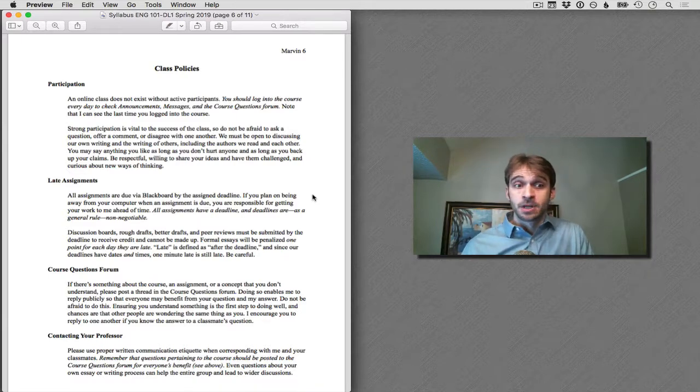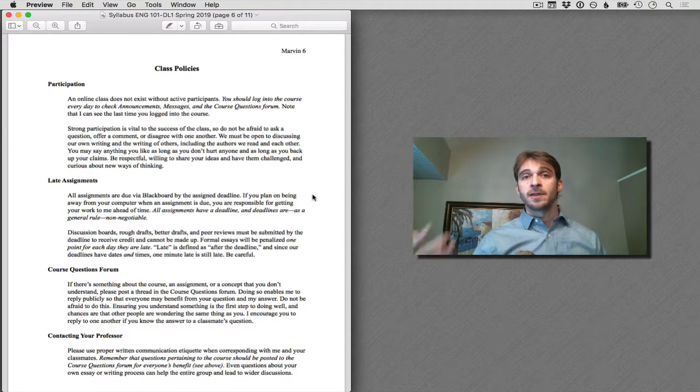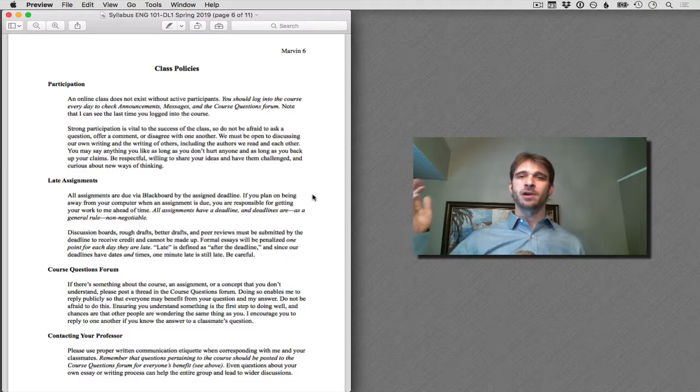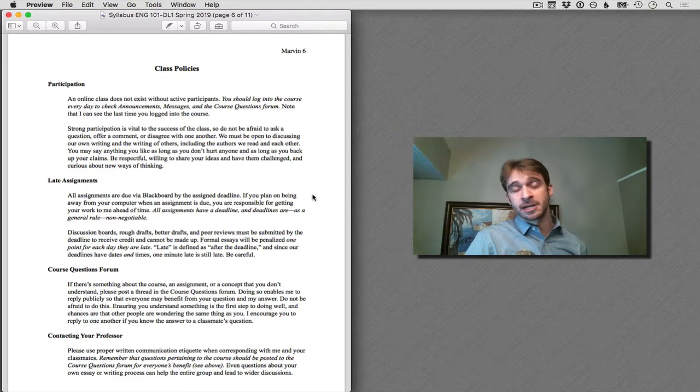Late assignments. All assignments are due via Blackboard by the assigned deadline. When we get to the course outline, you will see that all assignments have deadlines, dates, and times. So if you signed up for an online course thinking, oh, this is going to be great, I'll have 4 months to just do everything whenever I want, that's not exactly how it works. There is stuff due every week, including in the next couple of days, now that the class has begun.